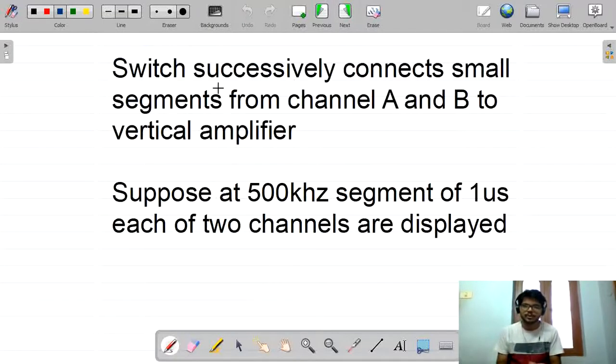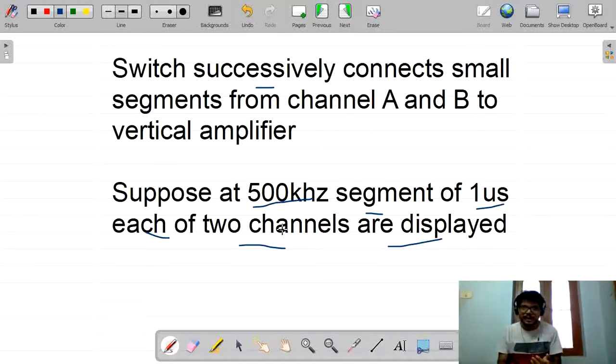Now the switch successively connects a small segment from channel A and channel B to the vertical amplifier. Suppose at 500 kHz, segments of 1 microsecond of each of the two channels are displayed. Why is it called a chop mode? I will say why. Now listen carefully. What is meant by chopping? Chopping means cutting.